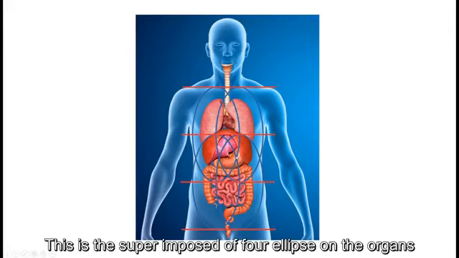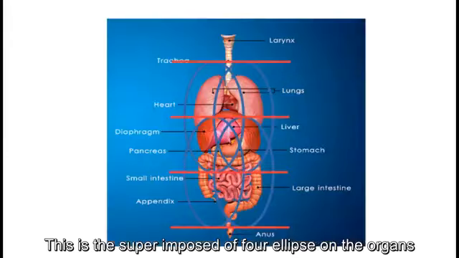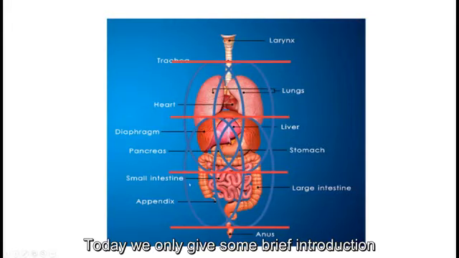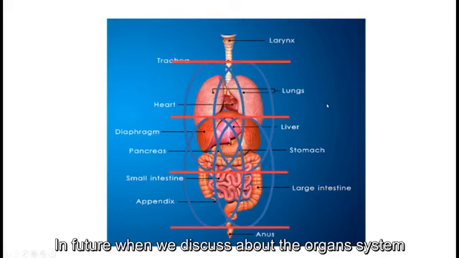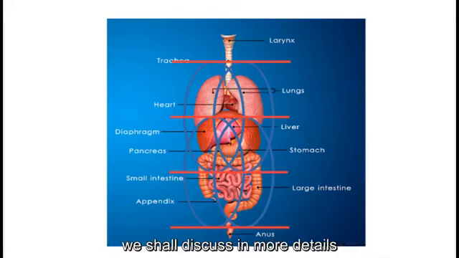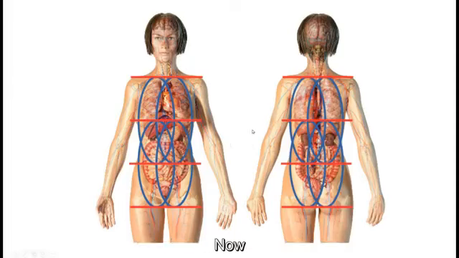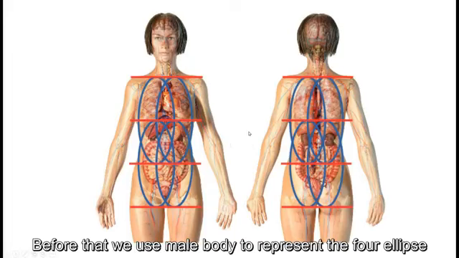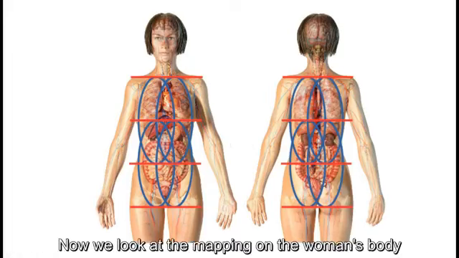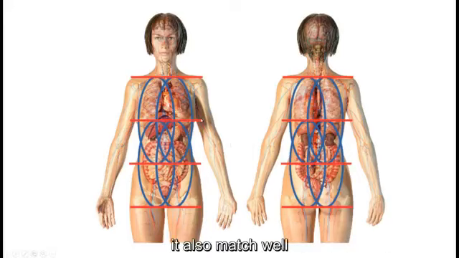This is the superimposition of the 4 ellipses on the organs, without the body part. Today we only give some brief introduction. In future, when we discuss the organ systems, we shall discuss in more detail. Before that, we used the male body to represent the 4 ellipses. Now we look at the mapping on the woman's body. As you can see, it also matches well.